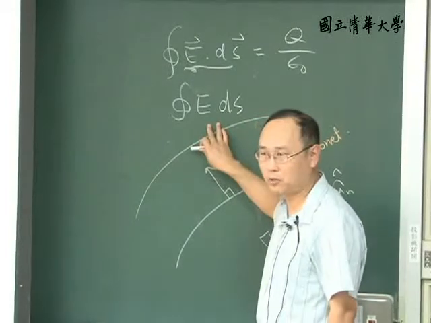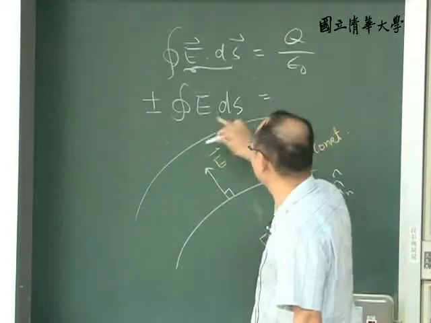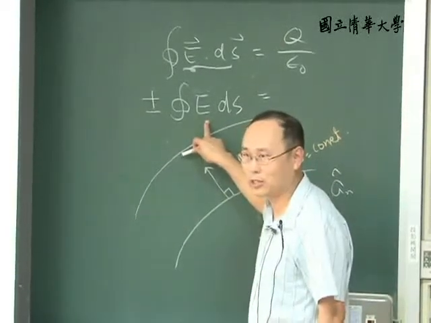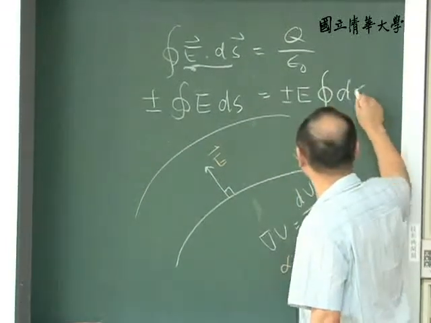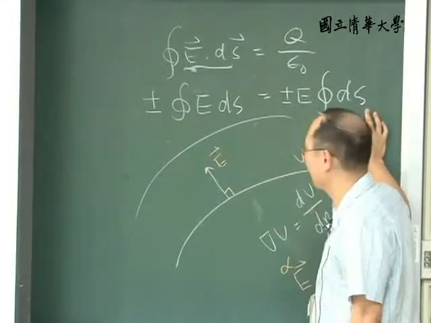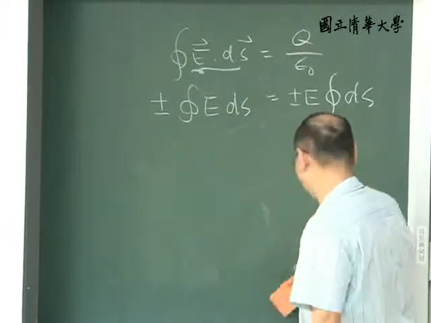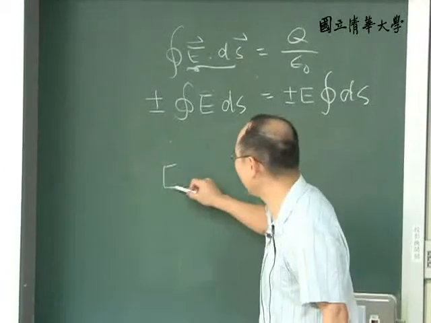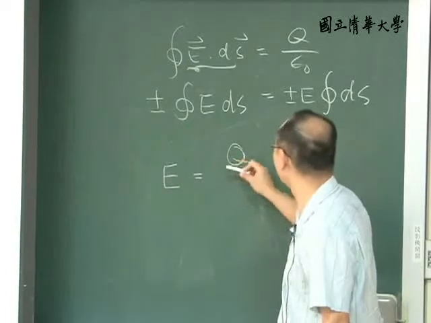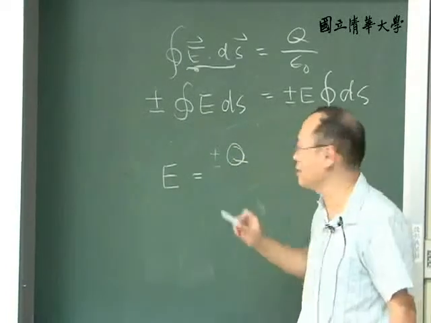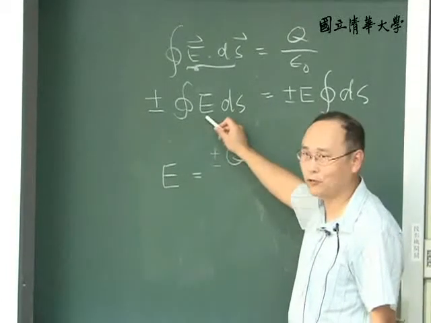Right? This dot product can be removed. But in fact, there could be a positive or negative sign associated with it. And then the second thing is that you determine this electric field is a constant. So you can pull out this electric field and just do this surface integration. And then eventually, you end up having a result that this constant field is equal to Q, could be positive, negative, depending on the direction of the surface with respect to this electric field.